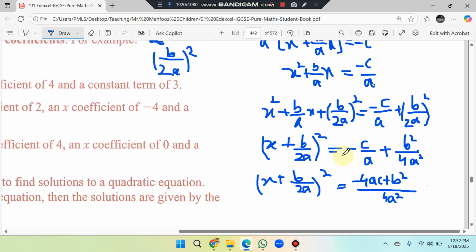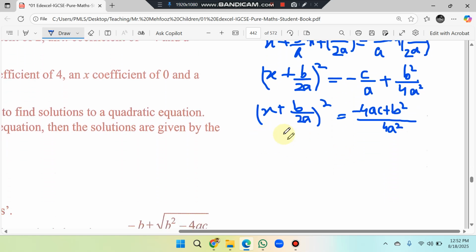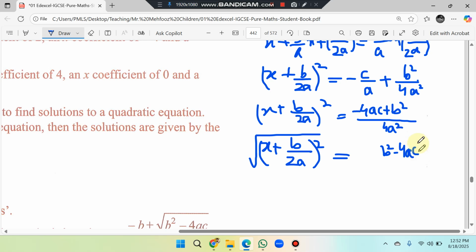Yes. Okay. After that, we have to take the square root on both sides. It will becomes x plus b over 2a whole square root is equals to, I can write it as b square minus 4ac, just rearranging the terms, and separate the square roots of the numerator and denominator. Any problem?